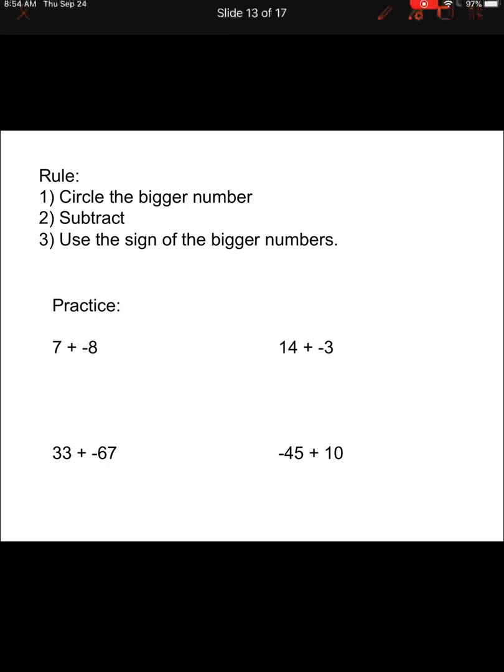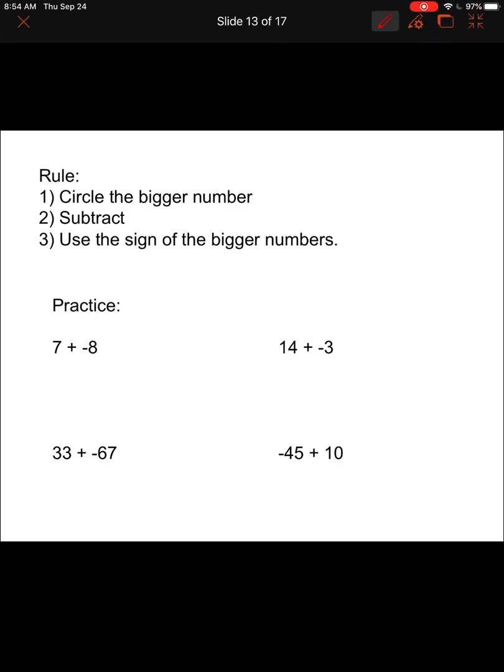Okay, we're going to keep practicing some more. So our rules are right there. Circle the bigger number, subtract, use the sign of the bigger number. So here we go. 7 plus negative 8. Circle the bigger number, subtract, use the sign of the bigger or circled number. So negative 8 is circled, so your answer is going to be negative 1.